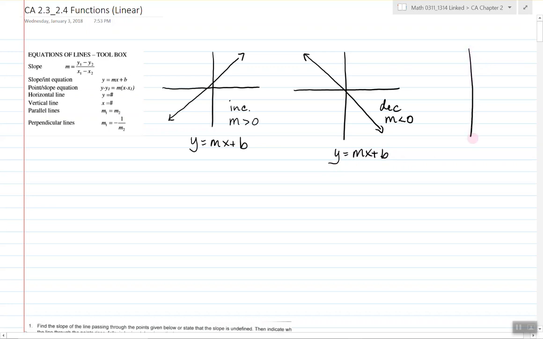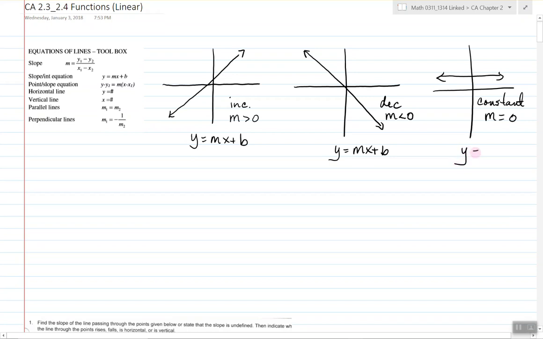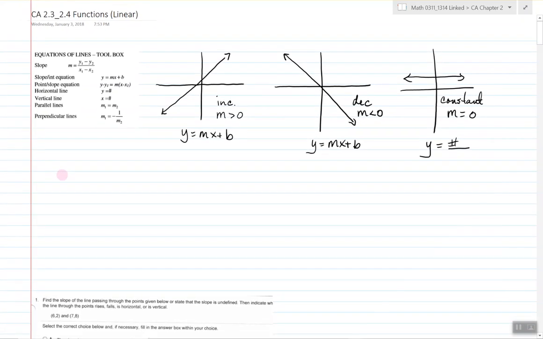The third kind of linear function is a constant. This means that the slope is 0, and it is written y equals some constant number. If you have a vertical line with an undefined slope, it is not a function. So I'm not going to talk about that anymore right now.